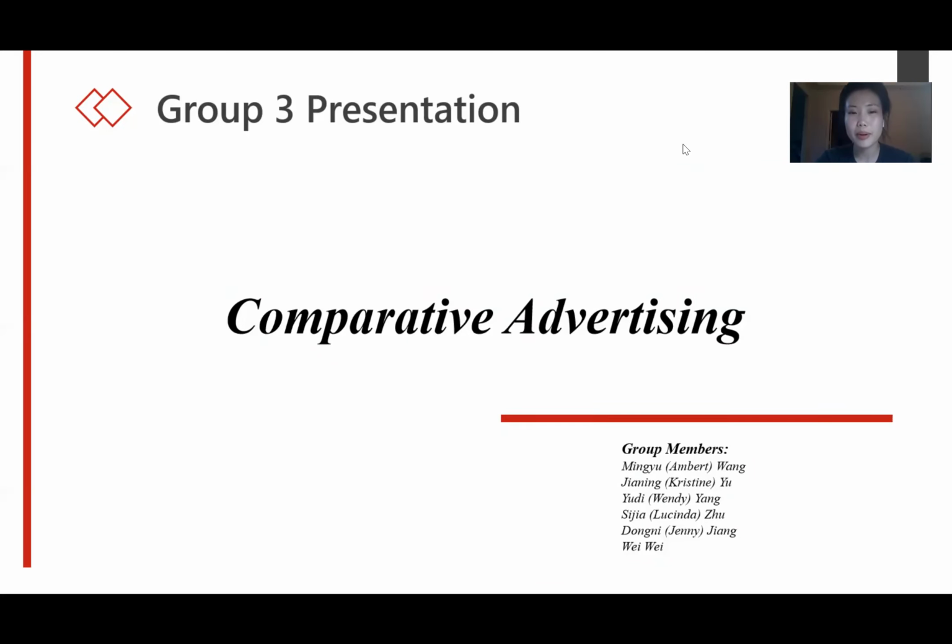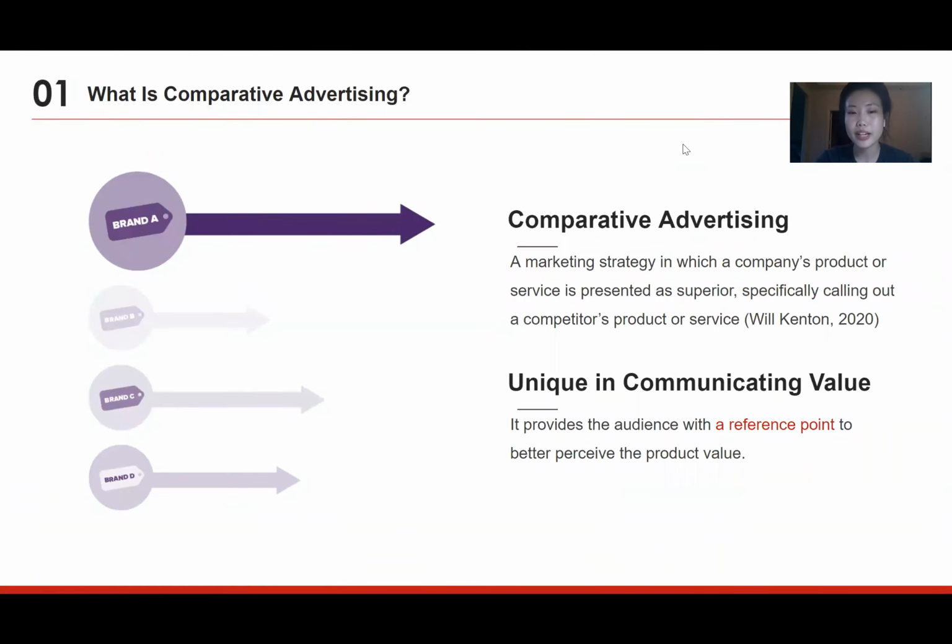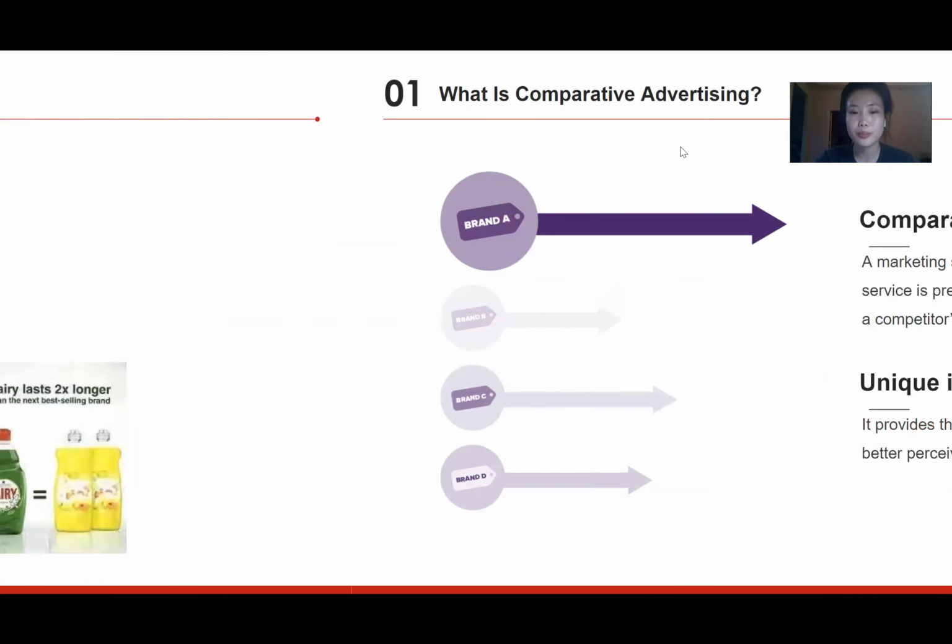We are going to talk about comparative advertising. Comparative advertising is a marketing strategy in which a company's product or service is presented as superior, specifically calling out a competitor's product or service. It provides the audience with a reference point to better perceive the product value.